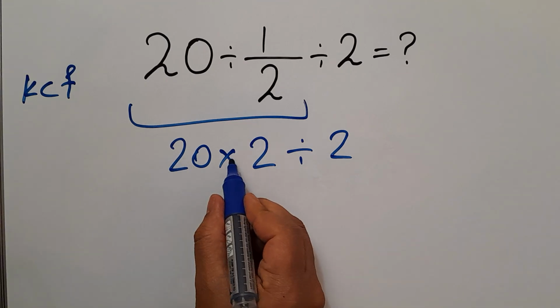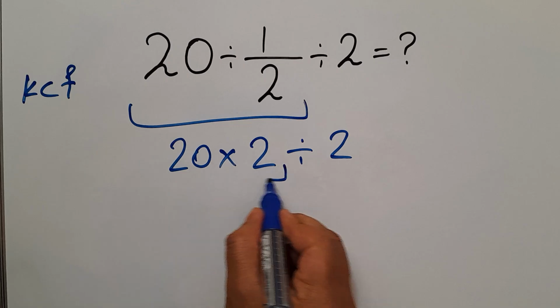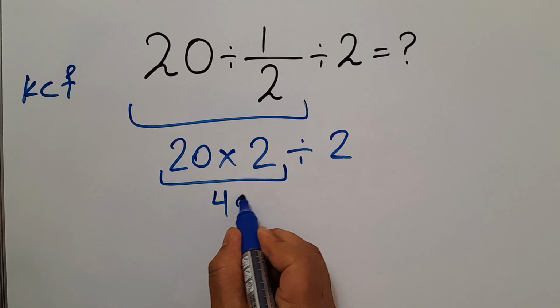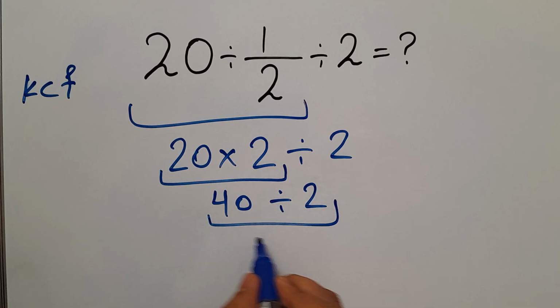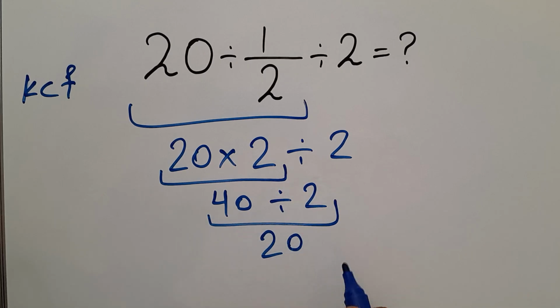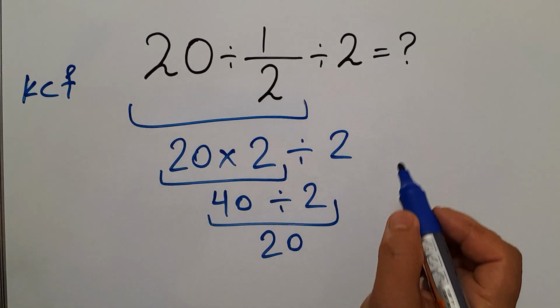First, 20 times 2. 20 times 2 equals 40, and 40 divided by 2 equals 20. So our final answer to this problem is 20.